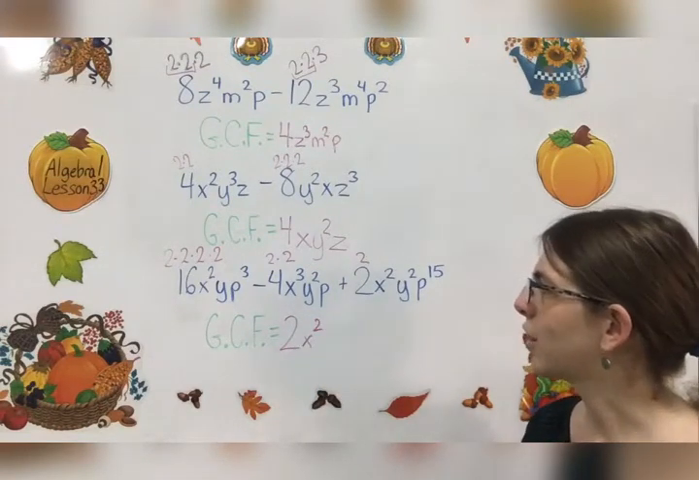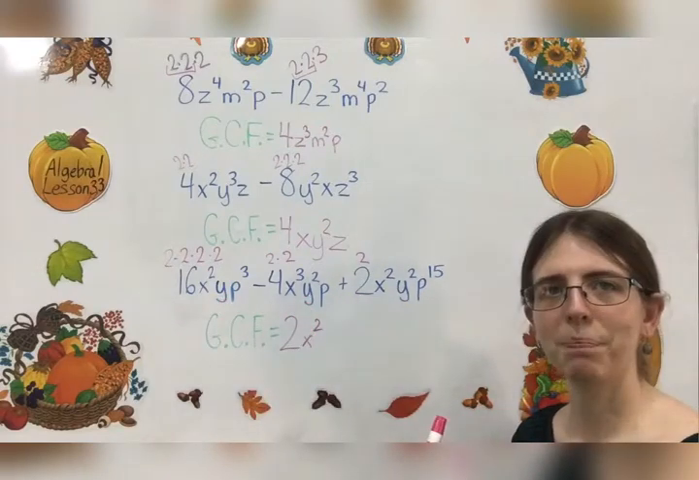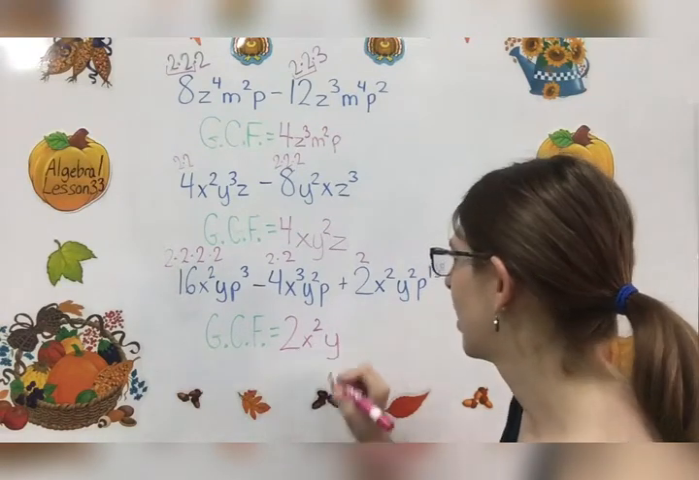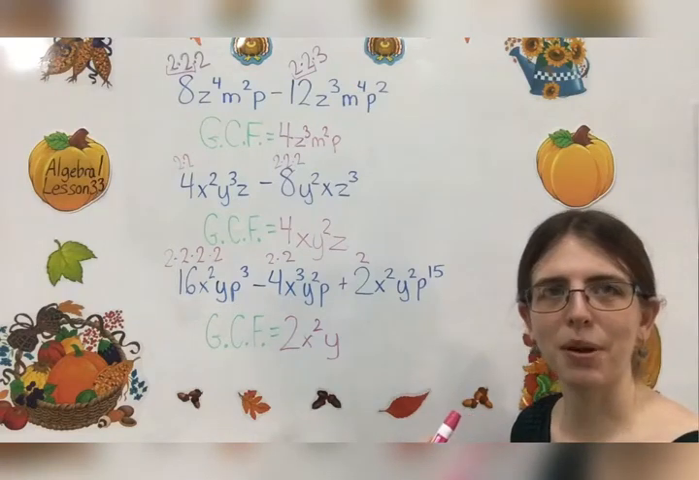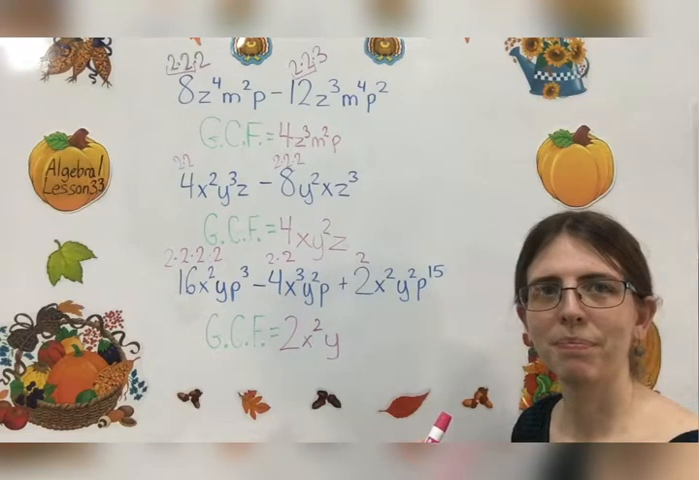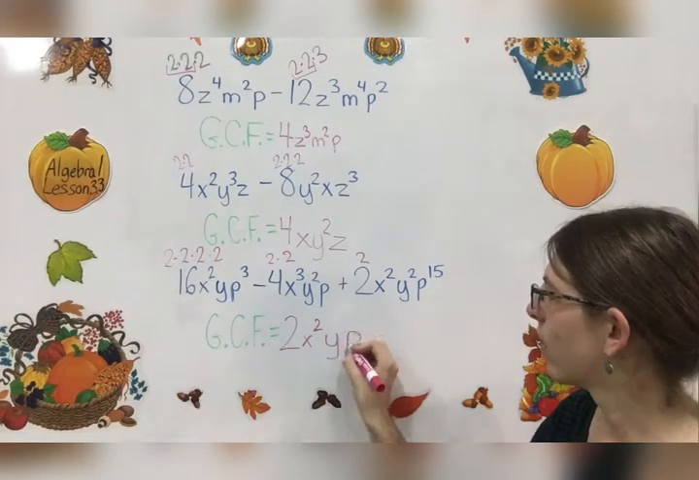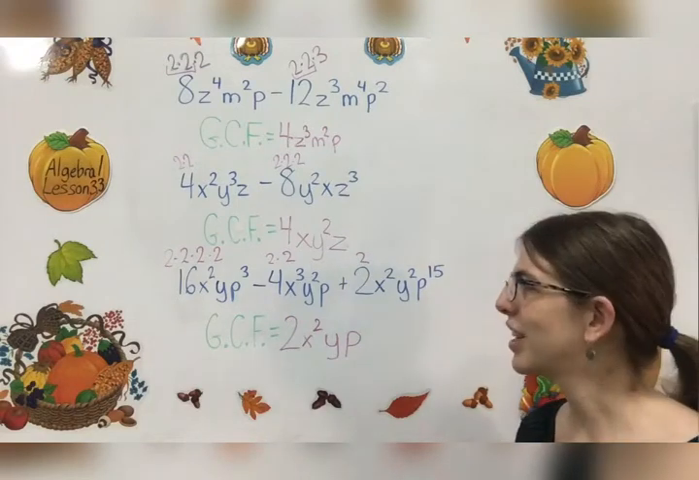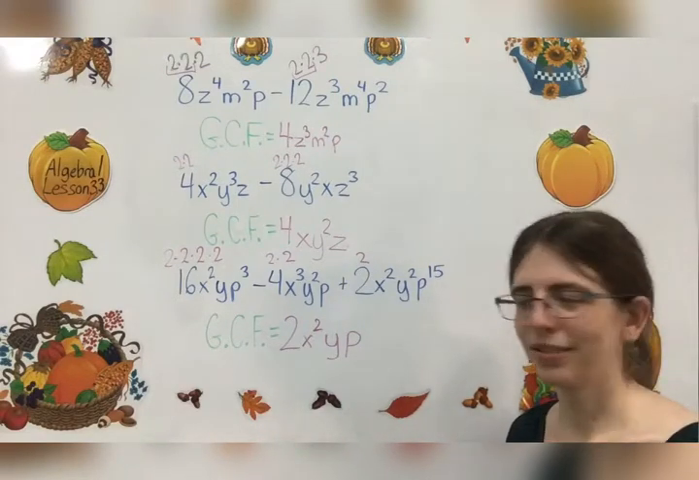Okay, let's go to y. y, y2, y2. What's the smallest exponent? Just y. Okay, p3, p, p15. What's the smallest exponent? Just p. All right, there you have it, and that's all. So that's all you have to do. It's that simple. Okay, pause now to do your practice.